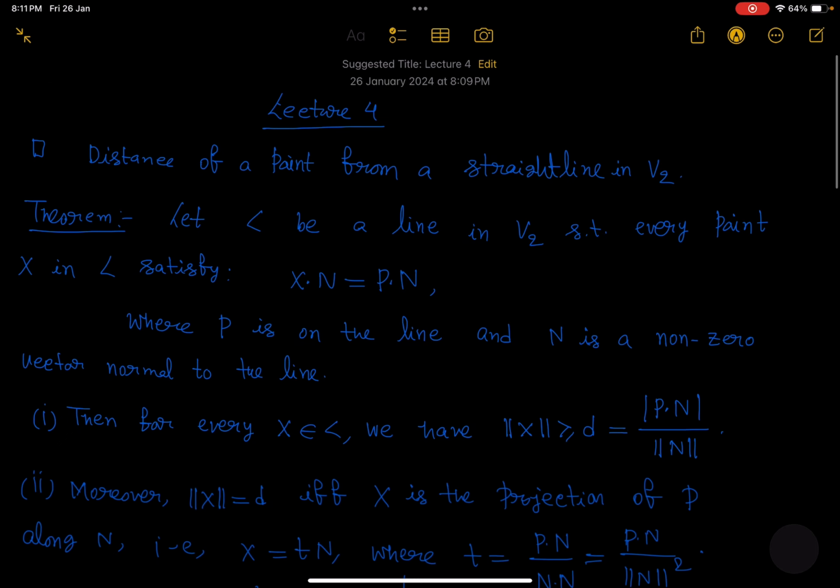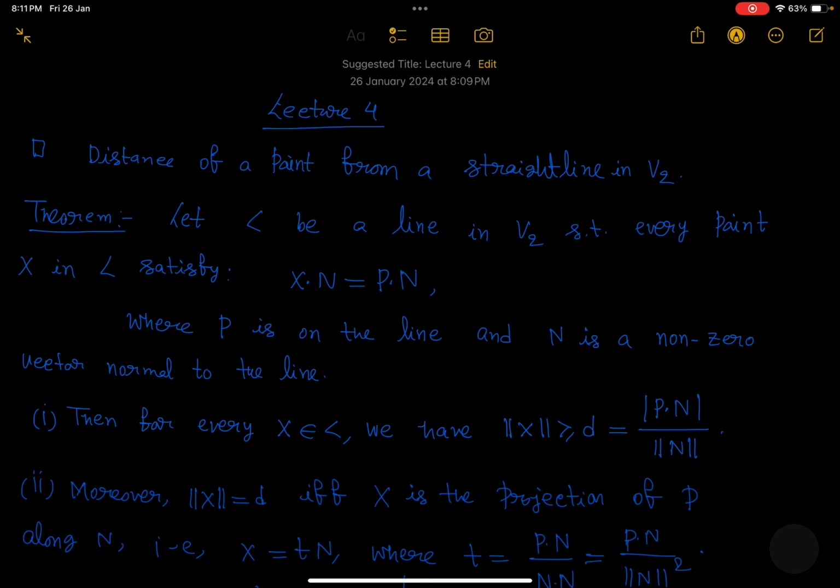Hello everyone. In this lecture 4, we'll mainly discuss the distance of a point from a straight line in the Euclidean space V2. This is basically the two-dimensional Euclidean space R2. We'll state a theorem that will give the motivation to define the distance of a point from a straight line.